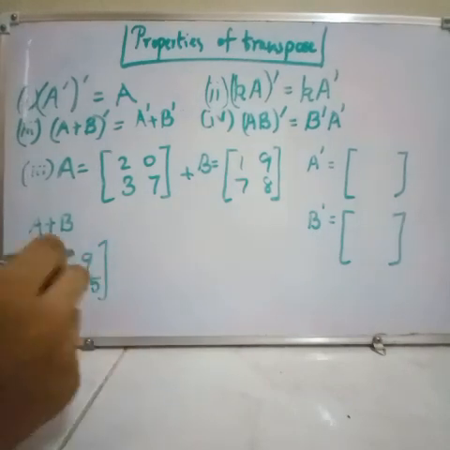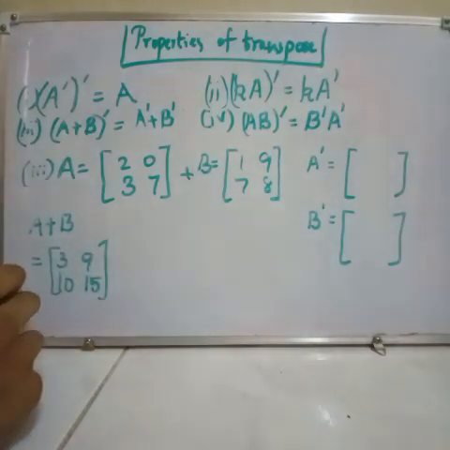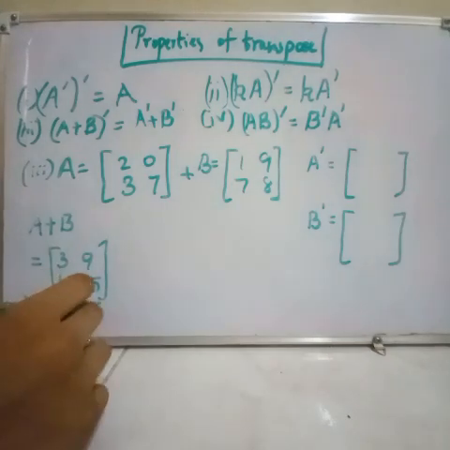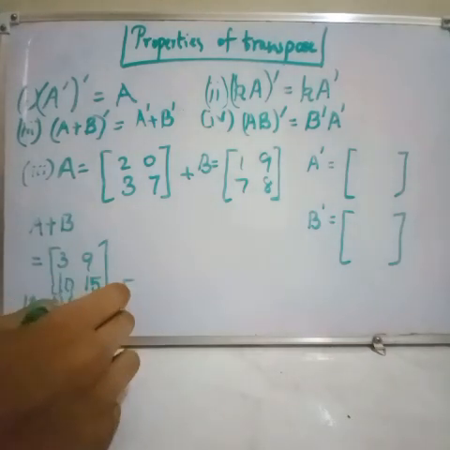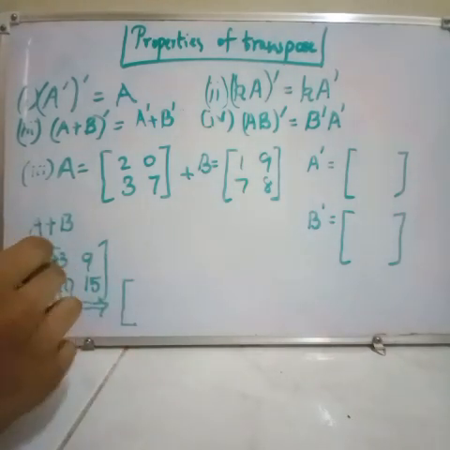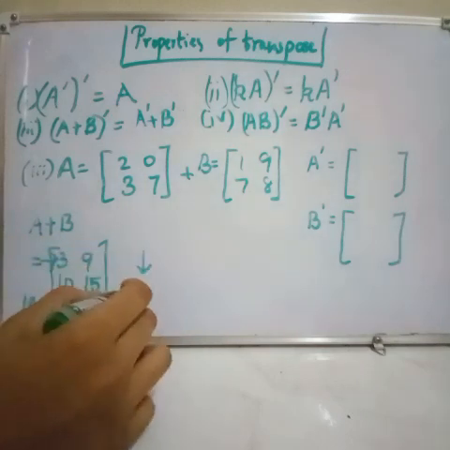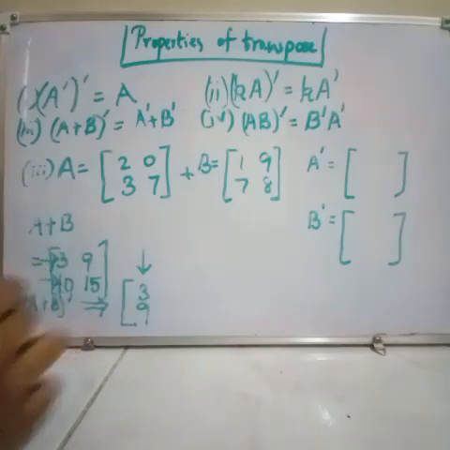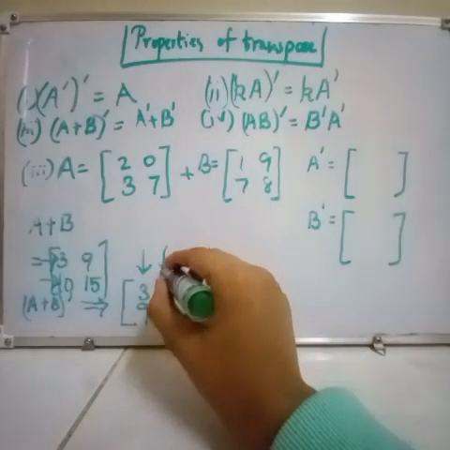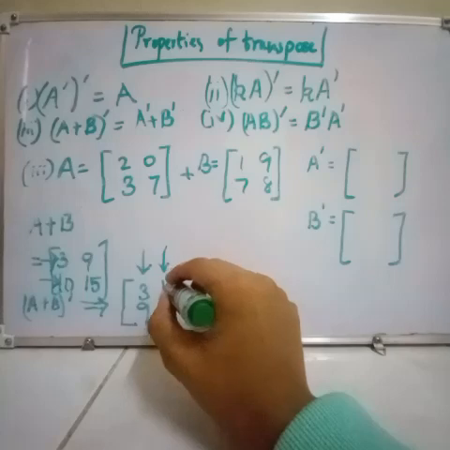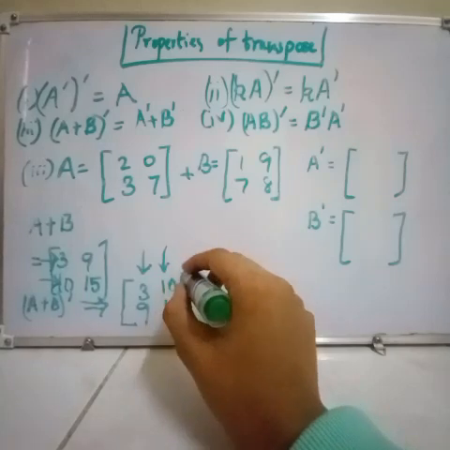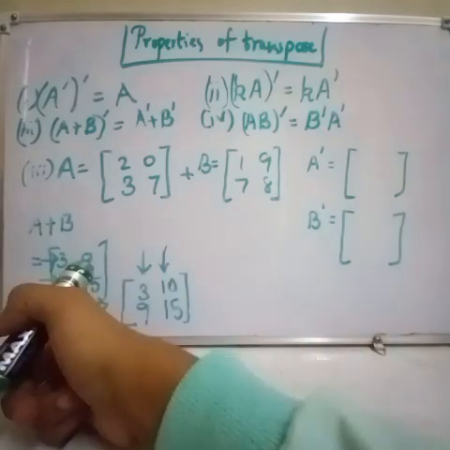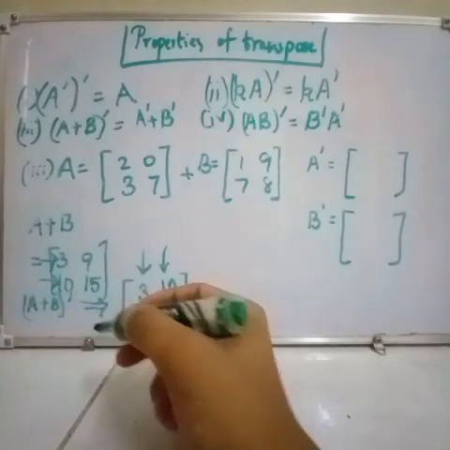Now we have to take the transpose of the whole matrix, (A plus B) whole transpose. For that, you just interchange the rows by the columns. So the first row becomes the first column, 3, 9, and the second row becomes the second column, 10 and 15. So this is the final (A plus B) whole transpose.